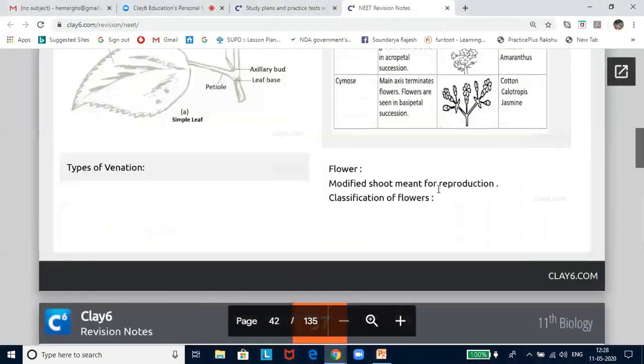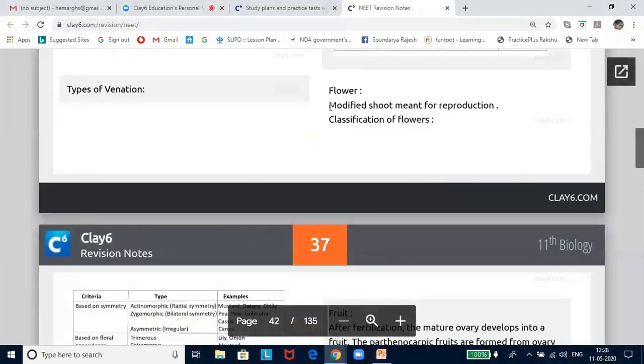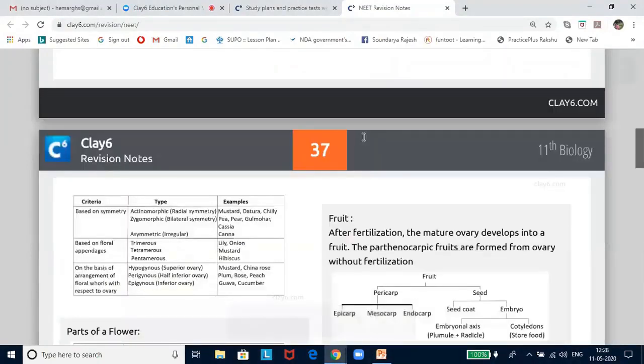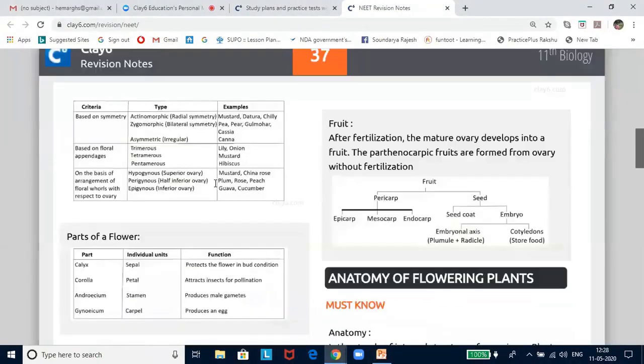Now let me get back to the flower. So a flower is a modified shoot for reproduction. Now how are flowers classified? There can be many criteria for classifying the flower, but I'm only going to give you what is mentioned from your NCERT point of view and from your NEET point of view.